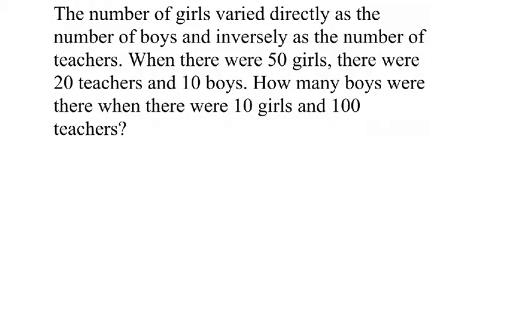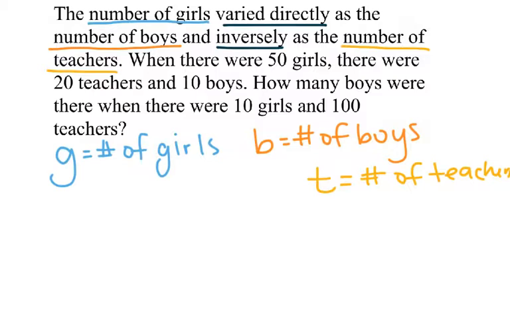Alright, so now let's look at the application problems, or just word problems. So we're always going to use our first sentence to figure out how to write the equation. So the number of girls varies directly as the number of boys, but inversely as the number of teachers. Okay, so I'm going to try to color code that so you can see a little better. Okay, so there's three things that you're comparing. The number of girls, I'm going to use G for girls. The number of boys, I'm going to use B for boys. And the number of teachers, I'm going to use T for teachers.